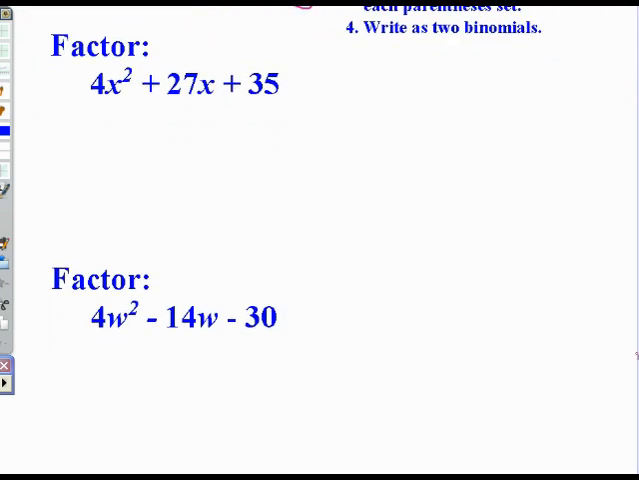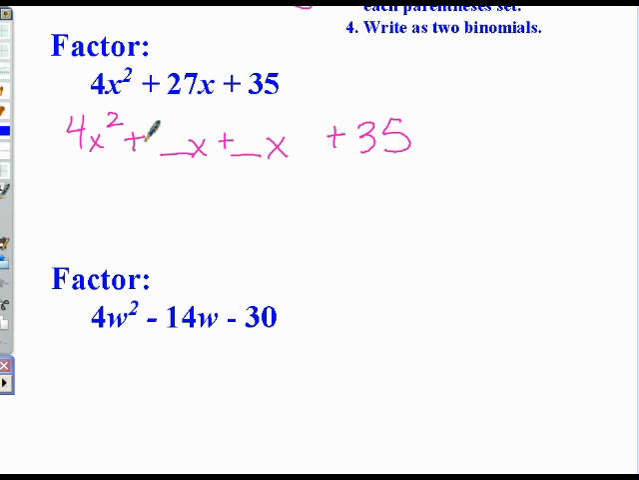Let's look at the next one. I can't factor anything out because they don't have any common factors. So I know my first term is going to be positive 4x squared. I know my last term is positive 35. Since the first term is positive, the first term of the second binomial has to be positive, just like this one's positive. Since this last term is positive, the last term of the first two has to be positive. So I can figure out that it's a positive and a positive.